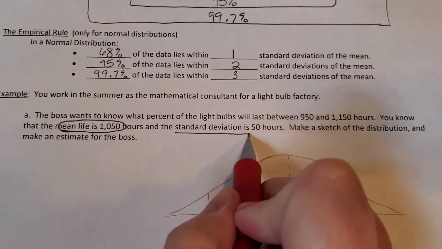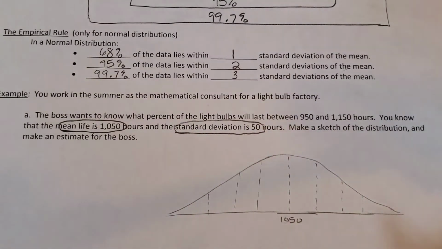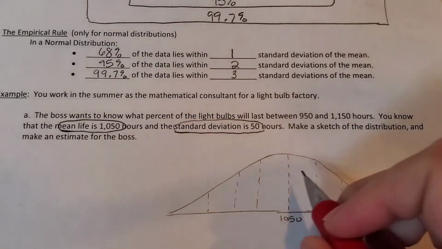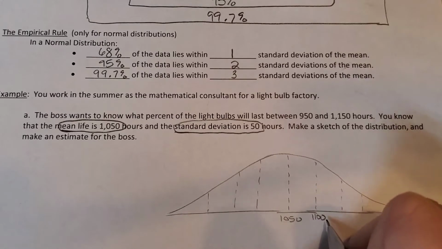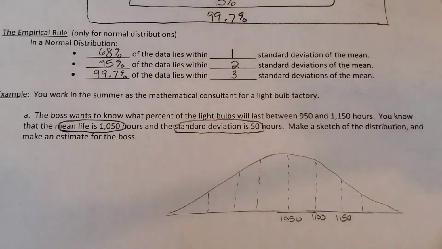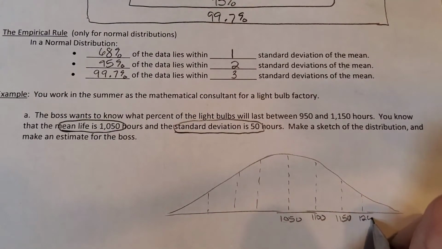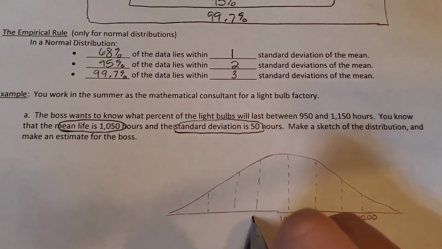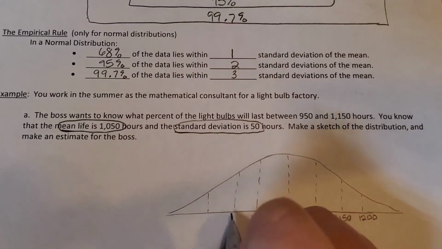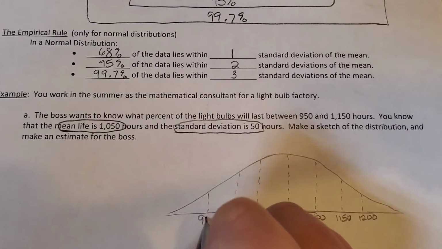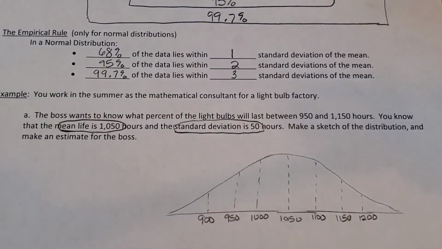Well, they tell us the standard deviation is 50. So if we take 1,050 and we add it once, we get 1,100. We add 50 again, we get 1,150 for 2 standard deviations above. We add 50 again and we get 1,200 for 3 standard deviations above the mean. We also need to subtract 1, 2, and 3 standard deviations. So if we subtract the 50, we get 1,000. We subtract it a second time, we get 950. We subtract it a third time, we get 900.